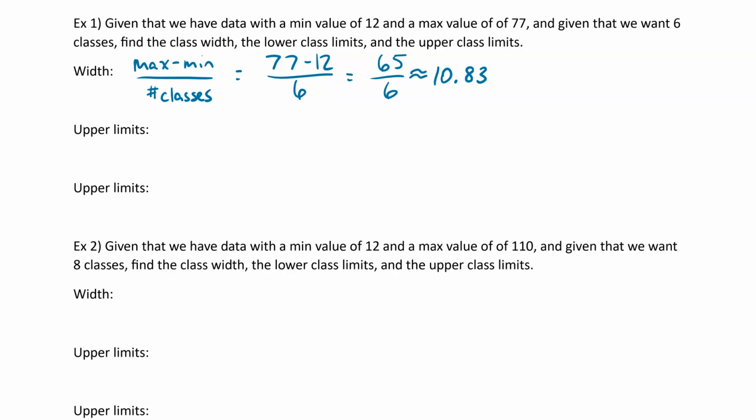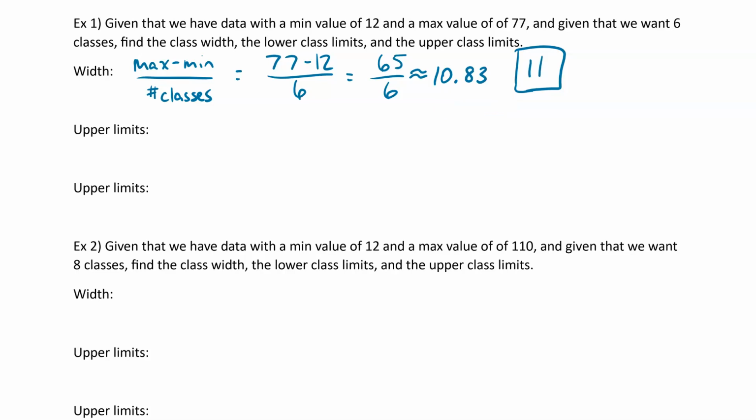Now, we can't have a decimal for our width, so we always just round up. So this is going to be a width of 11. Right? Now keep in mind, I'm not using normal rounding rules here. Even if this was 10.001, we would still round up to 11. Always round up. That ensures that you have enough classes, or rather that your classes go up to your max.